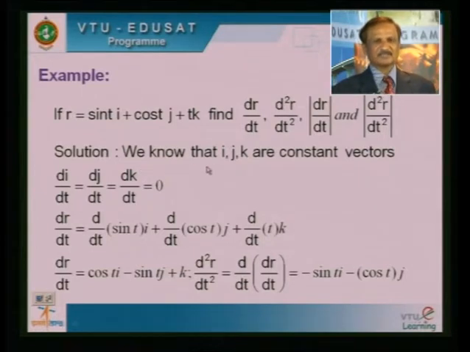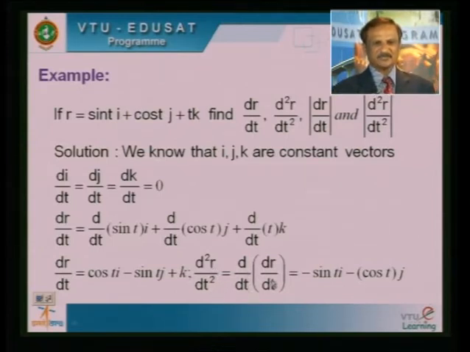Before that, as I have explained in the last example, i, j, k are constant vectors, and if I differentiate, di by dt is equal to 0. Similarly, dj by dt is also equal to 0, and dk by dt is equal to 0. Now I want to find the derivative of the given vector function, denoted by dr by dt. That is equal to d by dt of the first component, sin t into i, plus d by dt of the second component, cos t into j, plus d by dt of the third component, t into k. Friends, we know that the derivative of sin t is cos t, i as it is. The derivative of cos t is minus sin t into j, plus the derivative of t is 1 into k. Similarly, you can find d square r upon dt square.